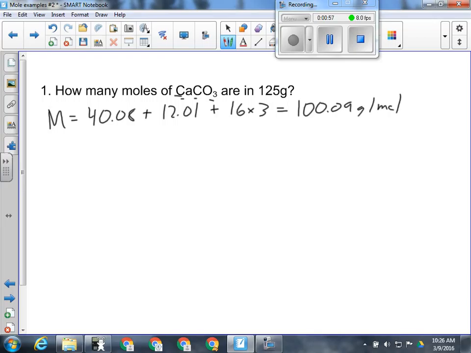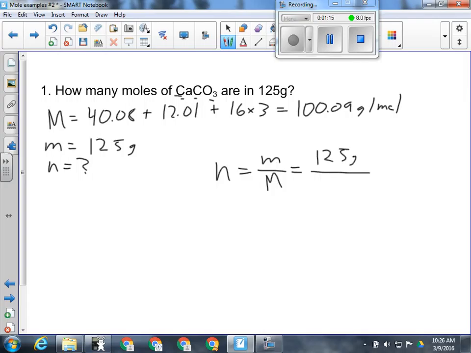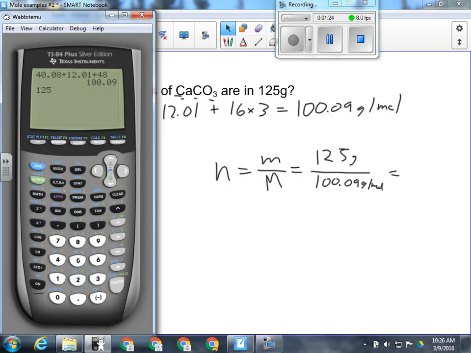The other thing they told us is little m, the mass in grams of this material, 125 grams. They're asking us how many moles, so we're looking for n. We don't have to manipulate the mole equation to solve for n. It is already set up for that, so we just have to plug in our numbers. 125 grams divided by 100.09 grams per mole, and that'll give us about 1.25 probably. Yeah, 1.25 moles.